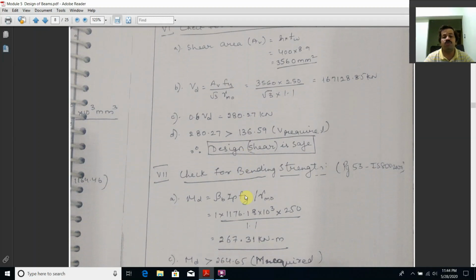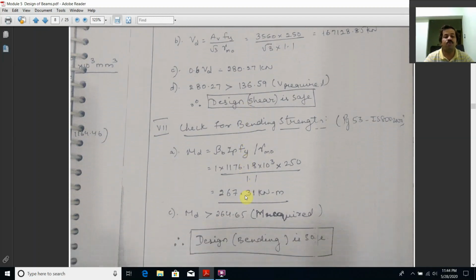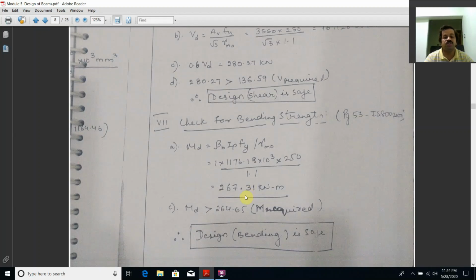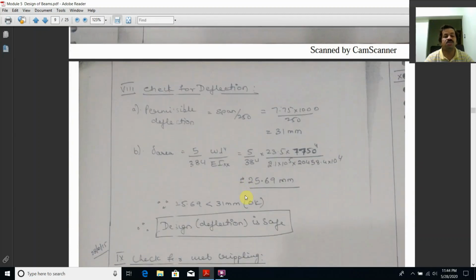Later you have to check for bending strength, page 53. If by chance it is greater than 0.6 times VD, I have a different form to be used. So always check for shear strength and later check for bending strength. Here also the bending moment is lesser than what you can resist, hence it's safe against bending strength. Later check for deflection.